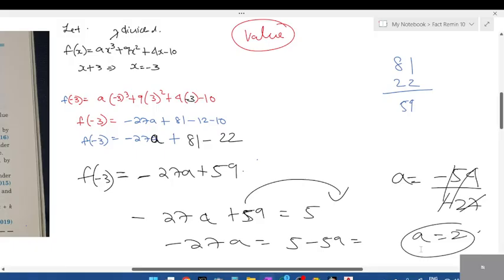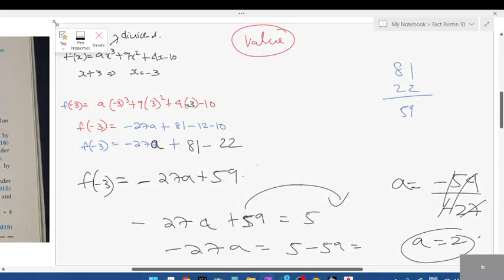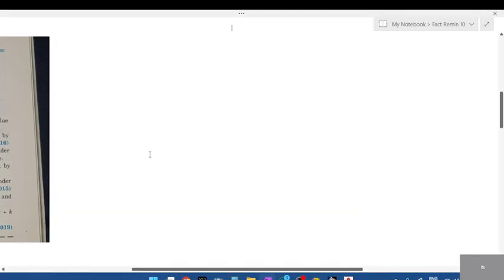Completed? All of you done? If not, just ignore that plus and minus. I had gone wrong in plus and minus. A should be 2. The answer was 2.